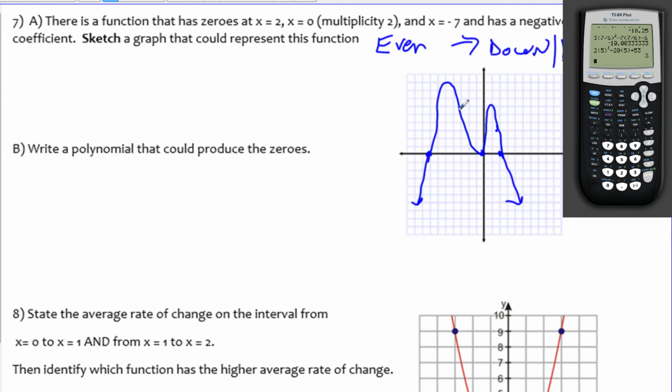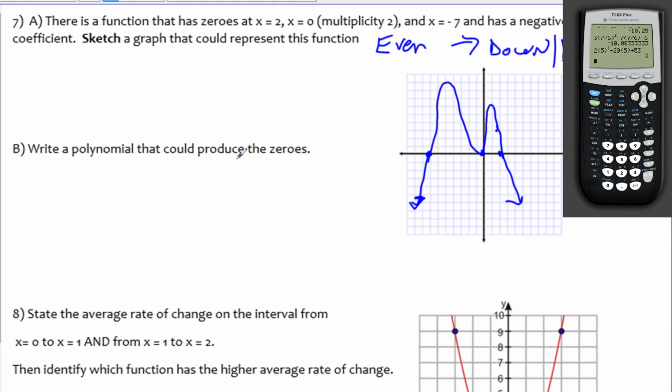So again, your peaks might be a little bit different, but you do need to have it go straight through 2 and straight through negative 7 because they are multiplicity 1s, and you need to have it bounce off of 0 because it has a multiplicity of 2. So my sketch would look something like this. Again, it might be a little bit higher or a little bit lower on your turns, but around the points it should act like that, and it should definitely be traveling down, down.